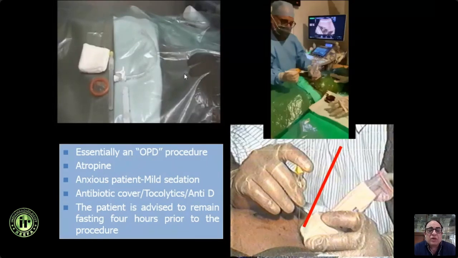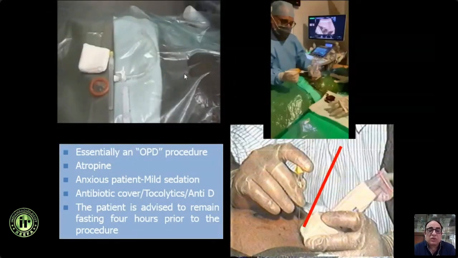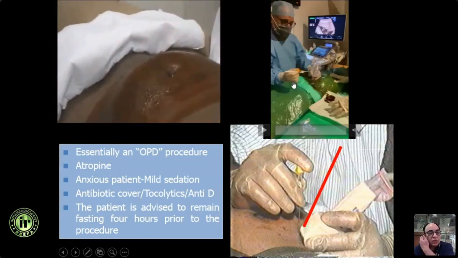And we do use tocolytics in the form of Duvadilan 40 milligrams twice for the next 5 days, for whatever it's worth, although it's so controversial. And if the mother's blood group is Rh negative, we do give her anti-D. And we also advise the patient to be fasting for at least 2 hours before the procedure.